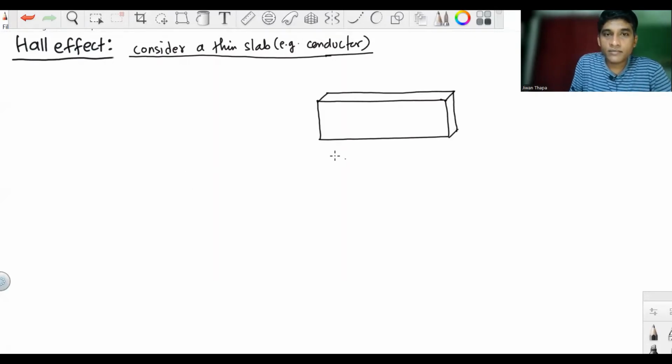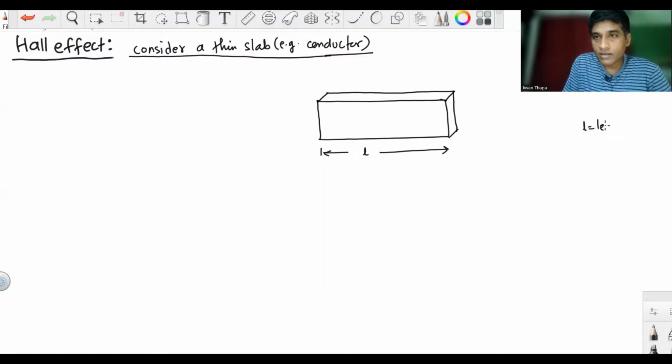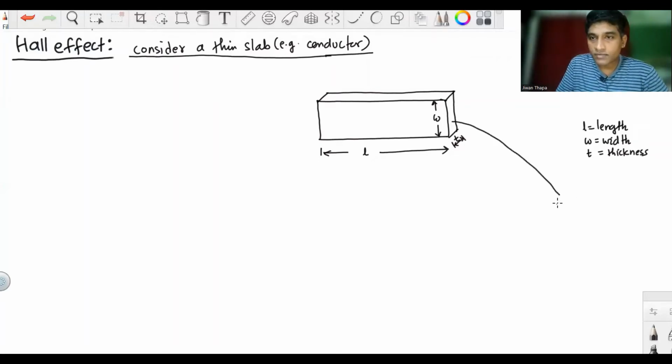so we have this. Okay. Now let L be the length of the conductor. Okay. So we have L, length of the conductor or slab, and let W be the width. So W is the width of the slab, and let T be the thickness. Okay. So we have T, which is thickness of the slab.